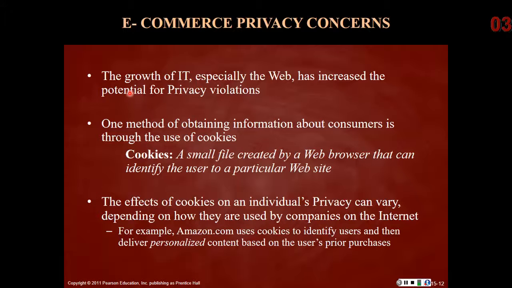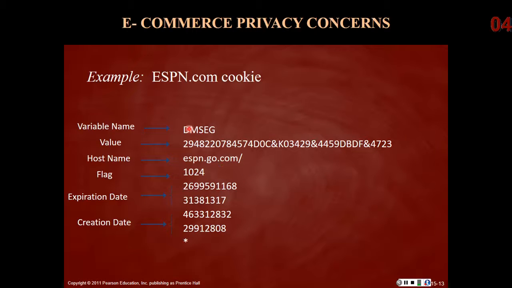Now, unfortunately, the growth of information technology, especially of the World Wide Web, has increased the potential for privacy violation. One method by which privacy is violated is through the collection of cookies. Now, what is a cookie? It's a small file created by a web browser that can identify the user to a particular website. So when you visit a particular website, let's say ESPN.com, they create a file on your machine, and this file is called a cookie. This cookie file contains information about your interaction with that website.